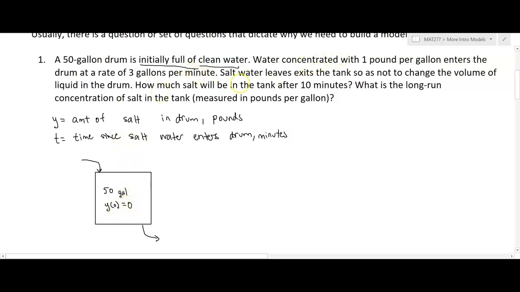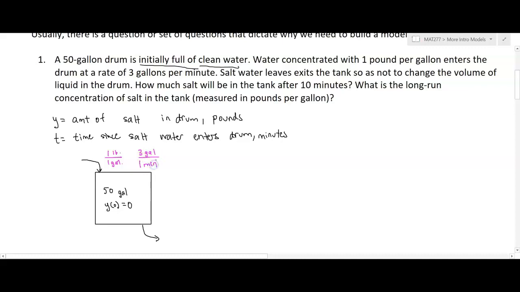So what I have coming in is 1 pound per gallon. I'm going to write that down here. I'm going to say I have 1 pound per 1 gallon. And I'm going to write my units like this because I want to be able to see how units nicely cancel out. Now the other tidbit I have is that water is entering the drum at 3 gallons per 1 minute.